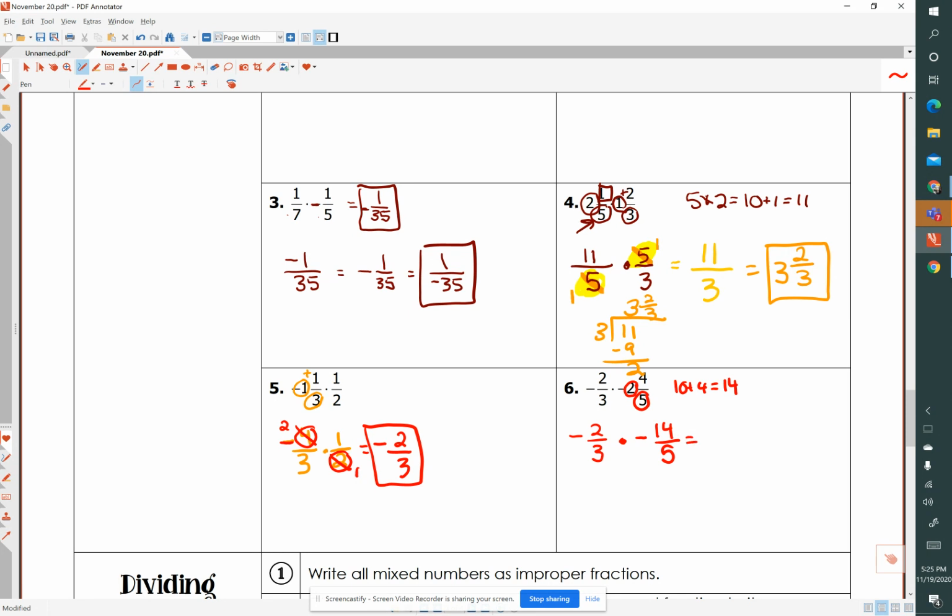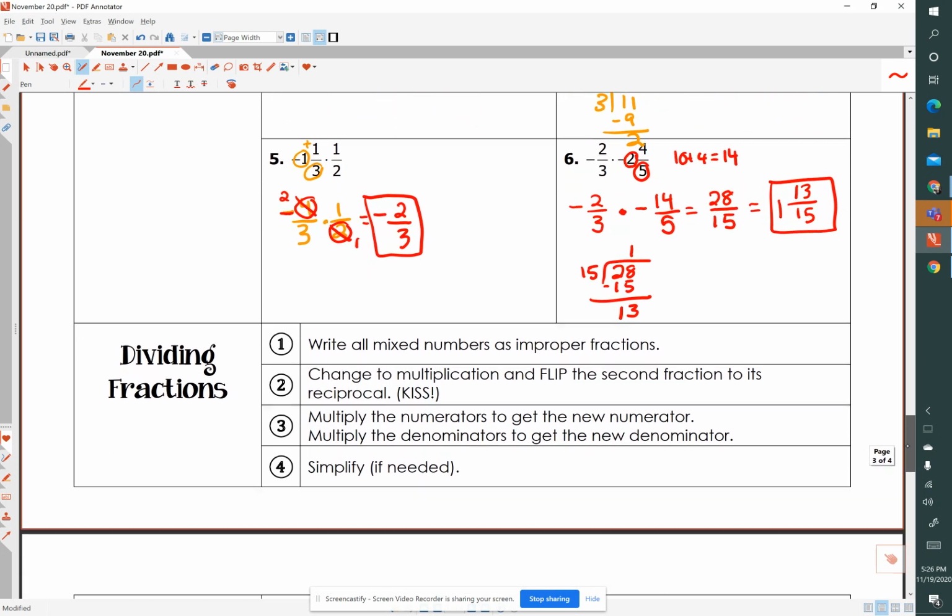So we're going to have some big numbers we're going to have to deal with. So first of all, a negative times a negative is a positive. So our answer will be positive. 14 times 2 is 28. 5 times 3 is 15. Now that is an improper fraction. So we're going to take that 28 and divide it by 15, which will go 1 time. And when we subtract, we have 13/15 left over. So our final mixed number answer will be 1 13/15. And that's our multiplication review.